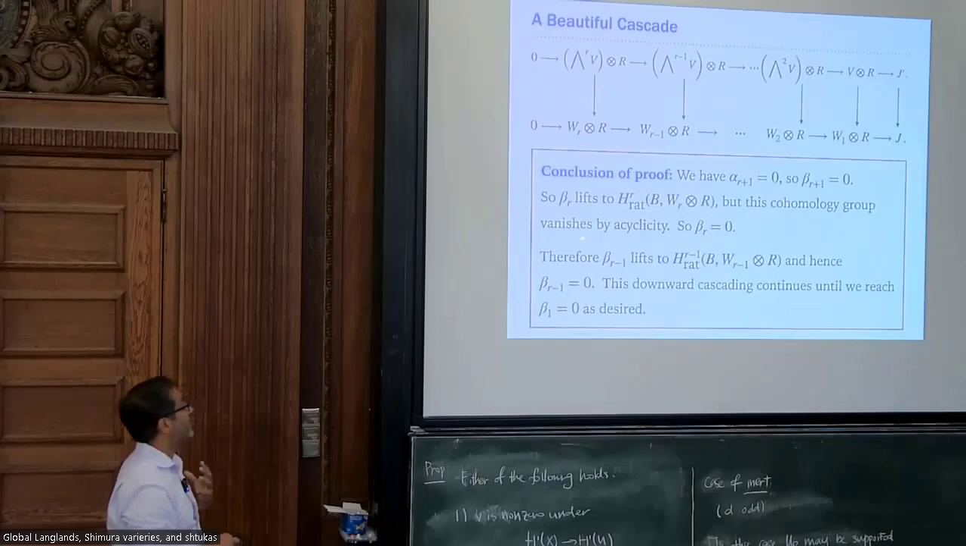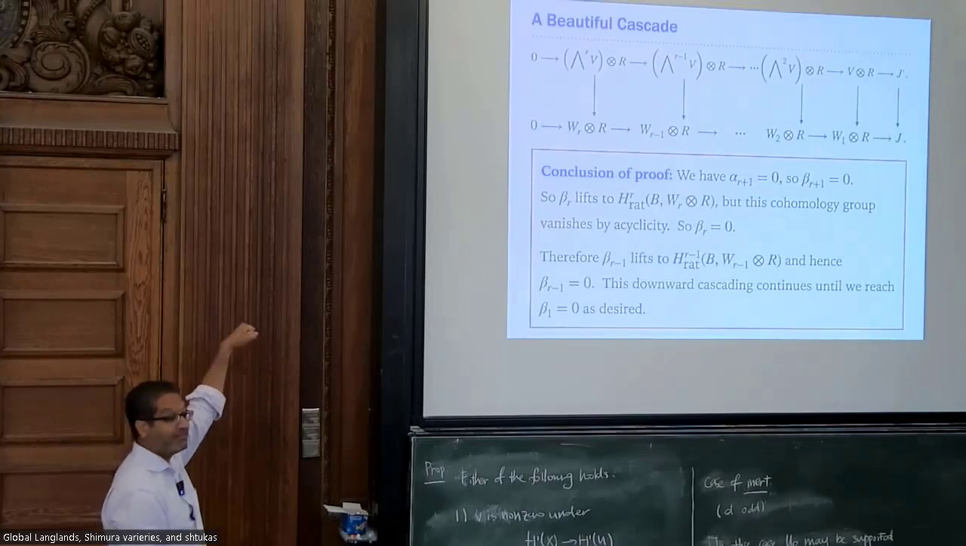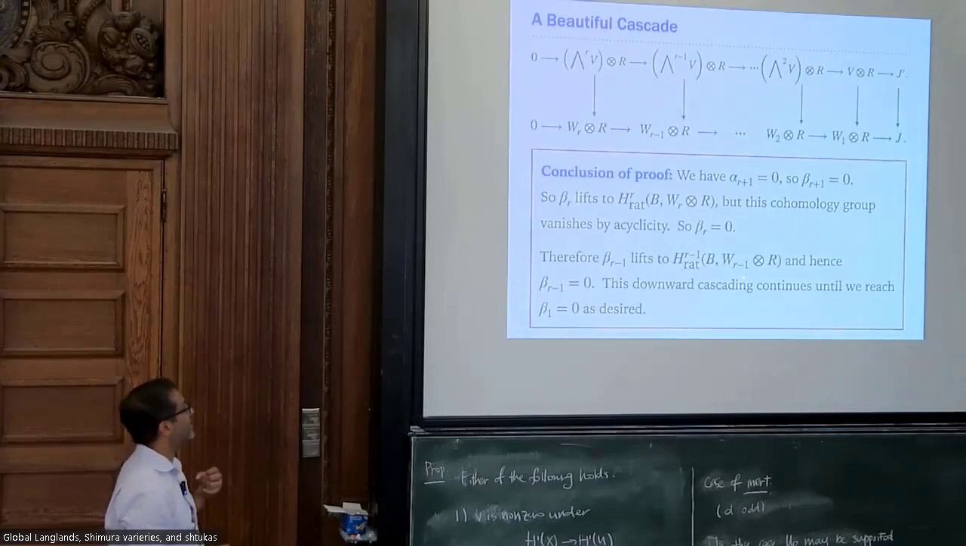But this cohomology group vanishes because I said this was acyclic. So this is 0. So that means beta r is 0. But so now you see I've gone from beta r plus 1 being 0 to beta r is 0, and then this continues. Beta r is something coming from a connecting homomorphism. So the fact that it's 0 means that the previous cohomology class lifted. So beta r minus 1 lifts to wr minus 1. But this wr minus 1 is acyclic. So the cohomology of this whole group is 0. And so if something lifts to 0, that means it is 0. So beta r minus 1 is 0.